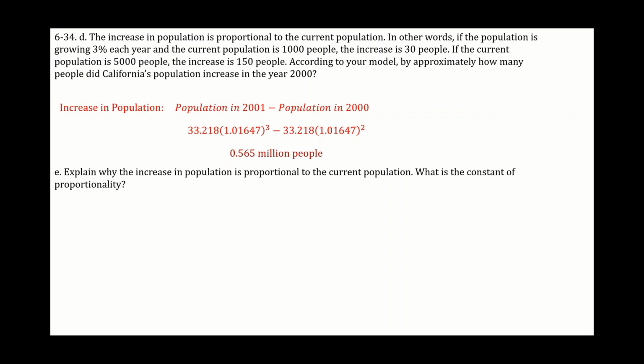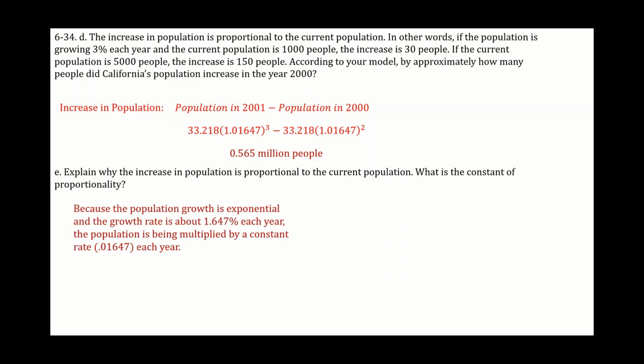Part E, explain why the increase in population is proportional to the current population. What is the constant of proportionality? Well, this is proportional because when you take your current population and multiply it by 0.01647 in my case, when you take your current population and multiply it by that rate, you end up with the increase in population. So that's the amount that you are adding to your current population.